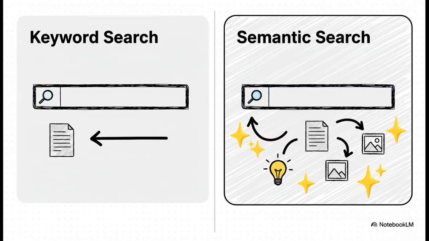And this is the big payoff. This is where we move past simple keyword searching, which is just looking for exact matches, to what's called semantic search. This is where the AI isn't just looking for words anymore. It's searching for meaning. And that's a total game changer for finding stuff that's actually relevant.